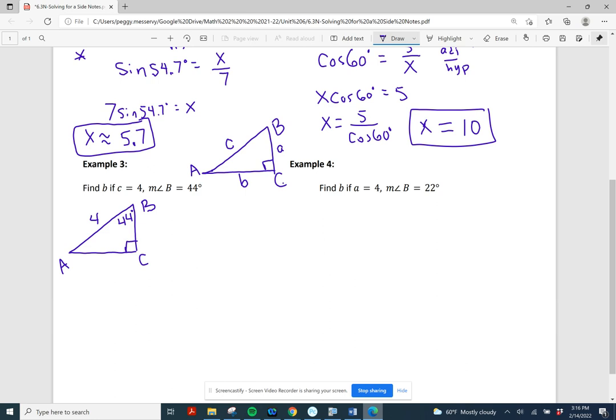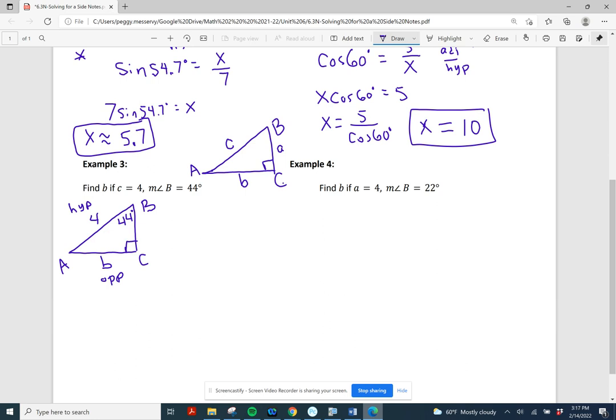And then I need to find little b. And that's going to be opposite angle B. So across the triangle. Okay. And while I'm at it, I'm going to label these. The 4 is the hypotenuse. I'm looking for the opposite leg, the leg that's opposite the 44-degree angle. This is my opposite. So I've got the labels done. Now I'm looking for b, right? I want to find the length of b.